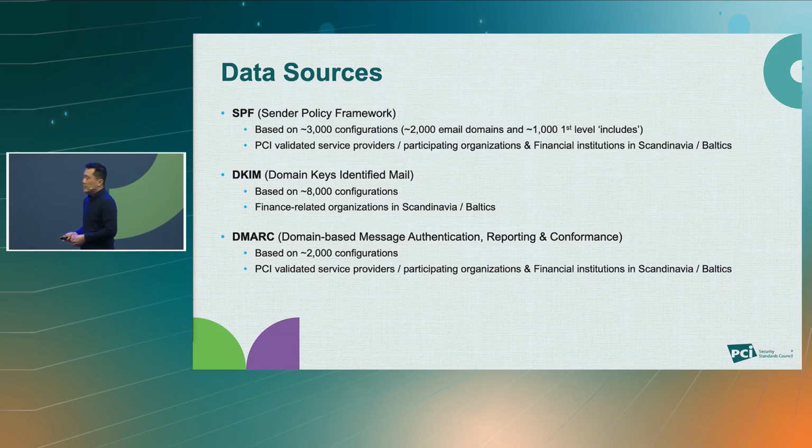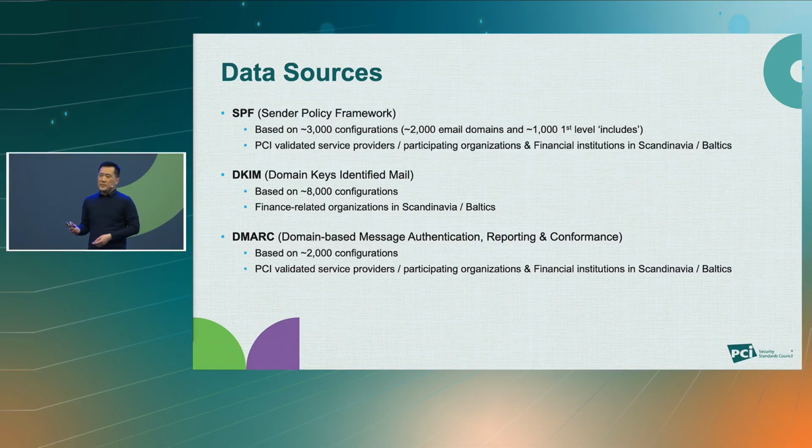DKIM has a bit more. DKIM has 8,000 configurations because DKIM is a bit more complicated, to say the least. In DKIM, you can set different configurations for the same organization. They can switch keys, they can switch things, so it gets very, very complicated. In this case, it was a bit difficult to get the PCI organizations on this, so these 8,000 configurations are mostly based on finance-related organizations in the Baltics and Scandinavia.